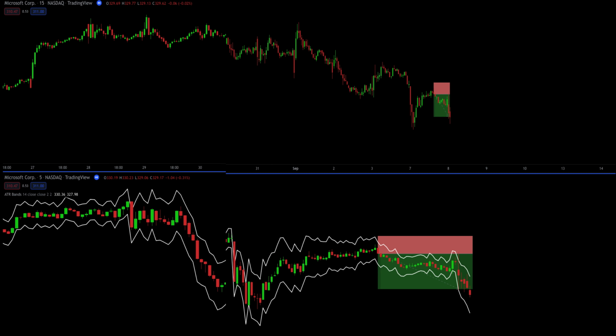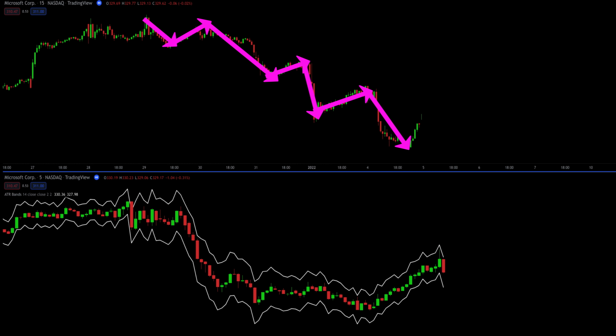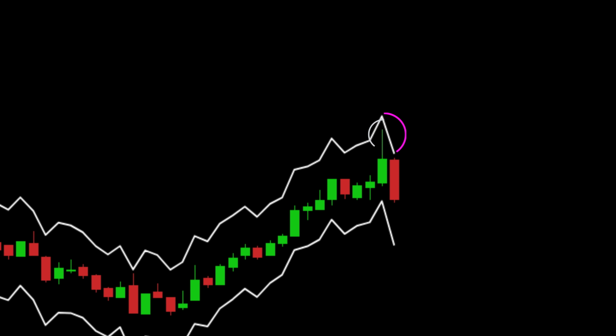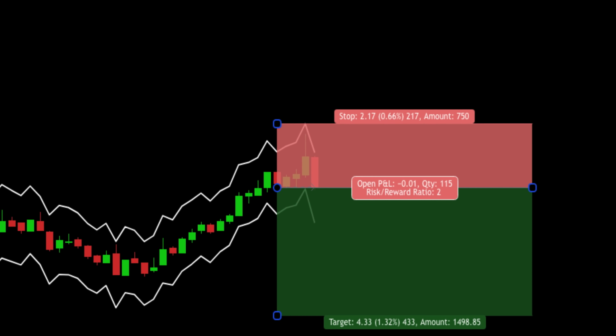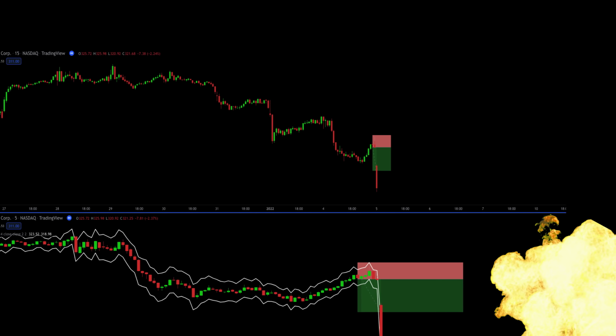I'm going to show you one more quick short example. First, we can see a clear downtrend on the 15-minute time frame. Second, there is a pullback into resistance. Next, there is a nice rejection wick at the resistance level. Finally, a bearish candle closes. This is our trigger candle. The stop is placed at 2 times the ATR of the highest candle on the pullback, and our target is 2 times risk. And this instrument gaps down to the target.